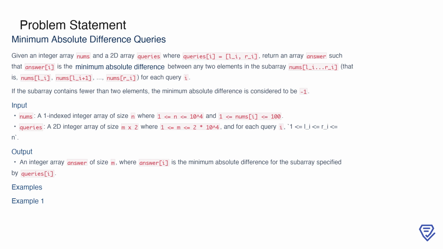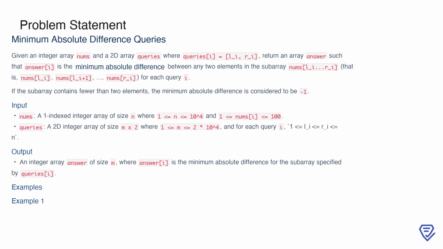Each query specifies a range within the nums array, defined by indices L_i and R_i. Our goal is to determine the minimum absolute difference between any two elements in the subarray defined by those indices for each query. If the subarray contains fewer than two elements, we return -1 as the result for that query.